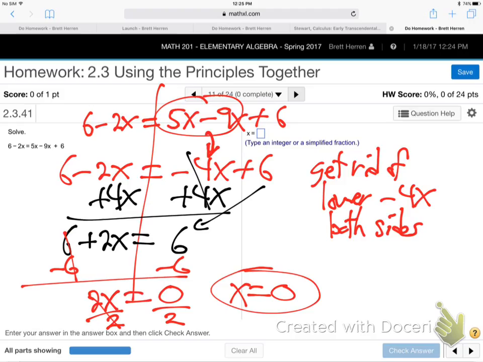0 on the bottom is undefined. Yeah, good memory. We'll come to that later. Everybody good with that one, though? Does that make sense? We got it copied down?